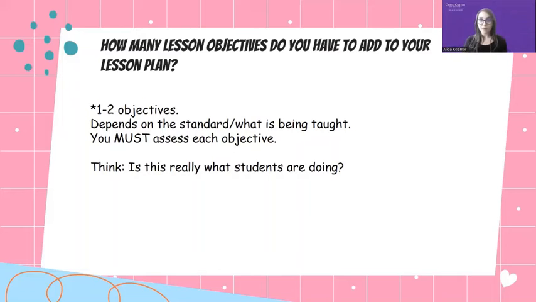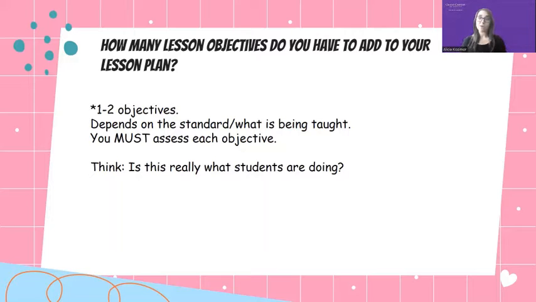So if you have that they're going to be able to answer questions about characters, answer questions about setting, and answer questions about the problem and solution in a story, then you have to make sure that your exit ticket or your end of lesson assessment has all of those things. And if it doesn't, then you fall out of alignment because you've said that they're able to do all of these things. So what you really want to think about is, are these objectives really what they're doing in the lesson, or do I need them?